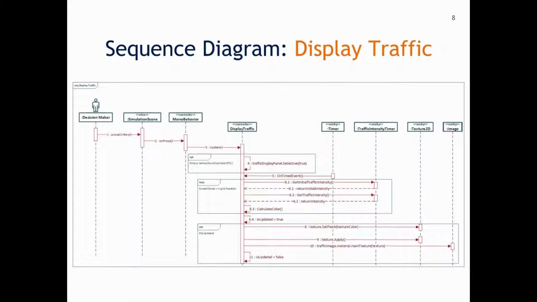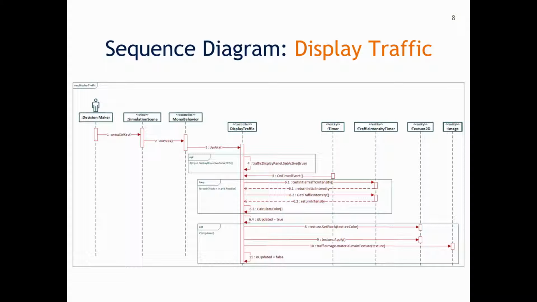Here is the sequence diagram for display traffic. First, we have the decision maker, who presses the control key in the simulation scene, which then has an onPress to the MonoBehaviour, which will be called on a new frame update on the display traffic class. If the key is control, we display the panel.